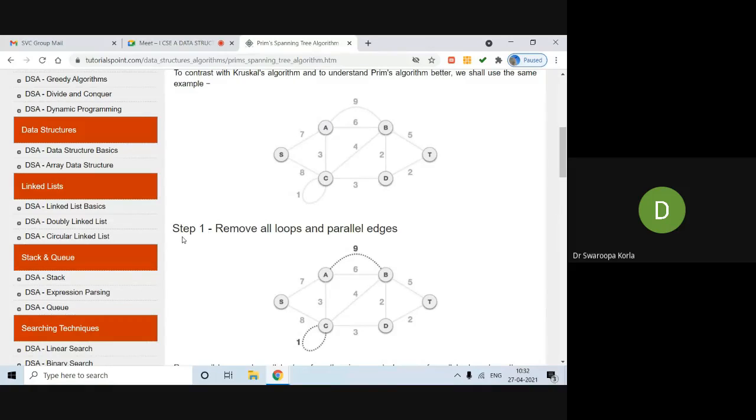In step 1, remove all loops and parallel edges. Same step just like in our Kruskal. See, find out the loop here, C to C. As we know, a loop is nothing but at whichever vertex we start, we also reach the same vertex, and that is called a loop. So remove this loop, and also parallel edges between a pair of vertices.